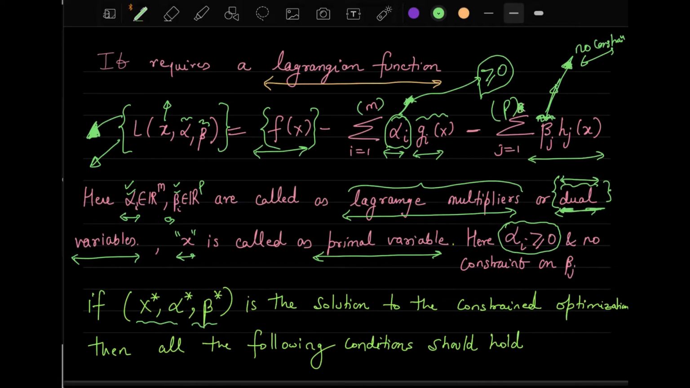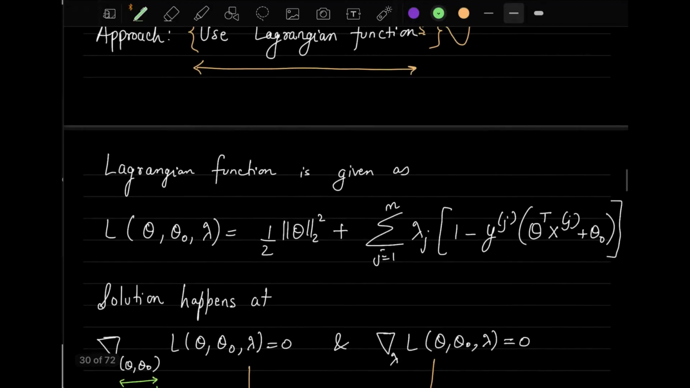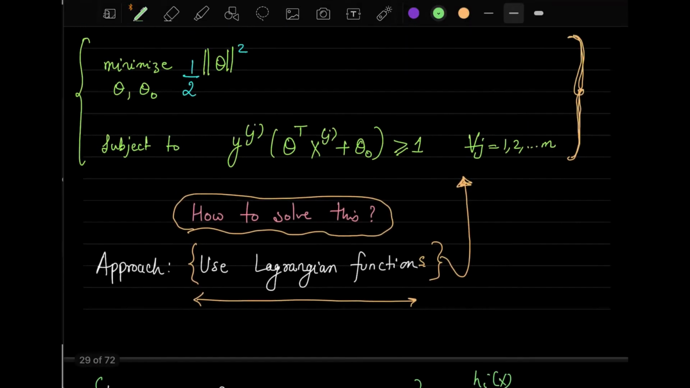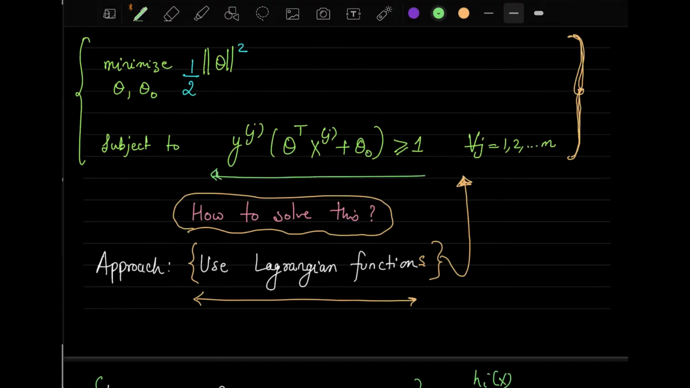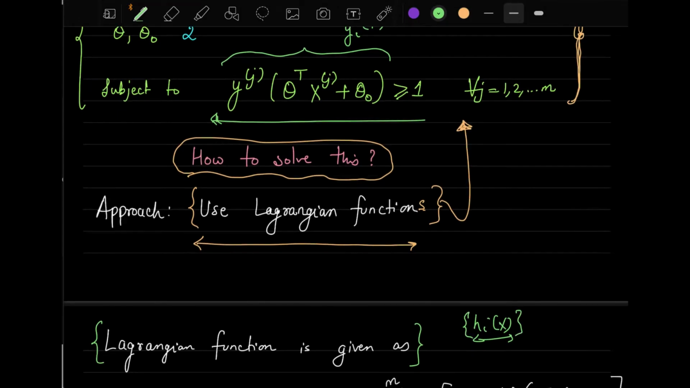If there are no questions, let us see how we can write the Lagrangian for our particular problem. For our case there is no h_i, because there is only an inequality constraint, these are called g_i's, but there is no h_i. If h_i's are not there, the beta term will go away. There is no beta, because there is no h_i. The only ones left are alphas.